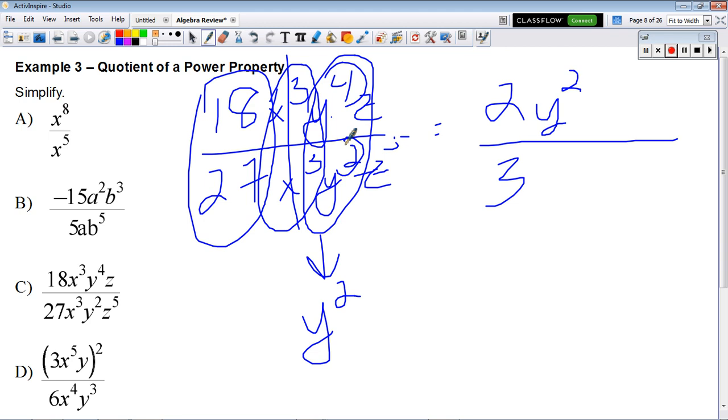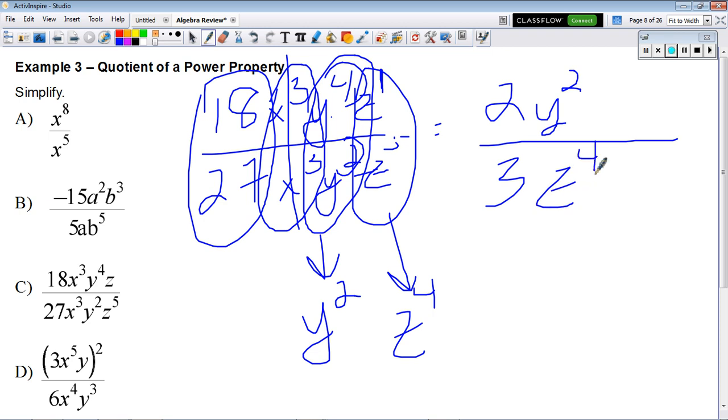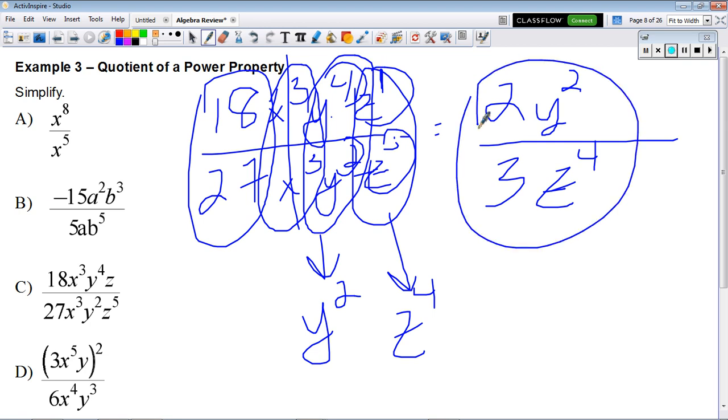And then I have the same thing that happened with the x's. If you notice with the z's, this is z over z to the fifth, so once again I have to put a 1 in here. When I do this, 5 minus 1 is 4, so this would be z to the fourth, and my answer goes on the bottom because there's more z's on the bottom than on the top. So the answer would be 2y squared over 3z to the fourth. And that's the answer for part C.